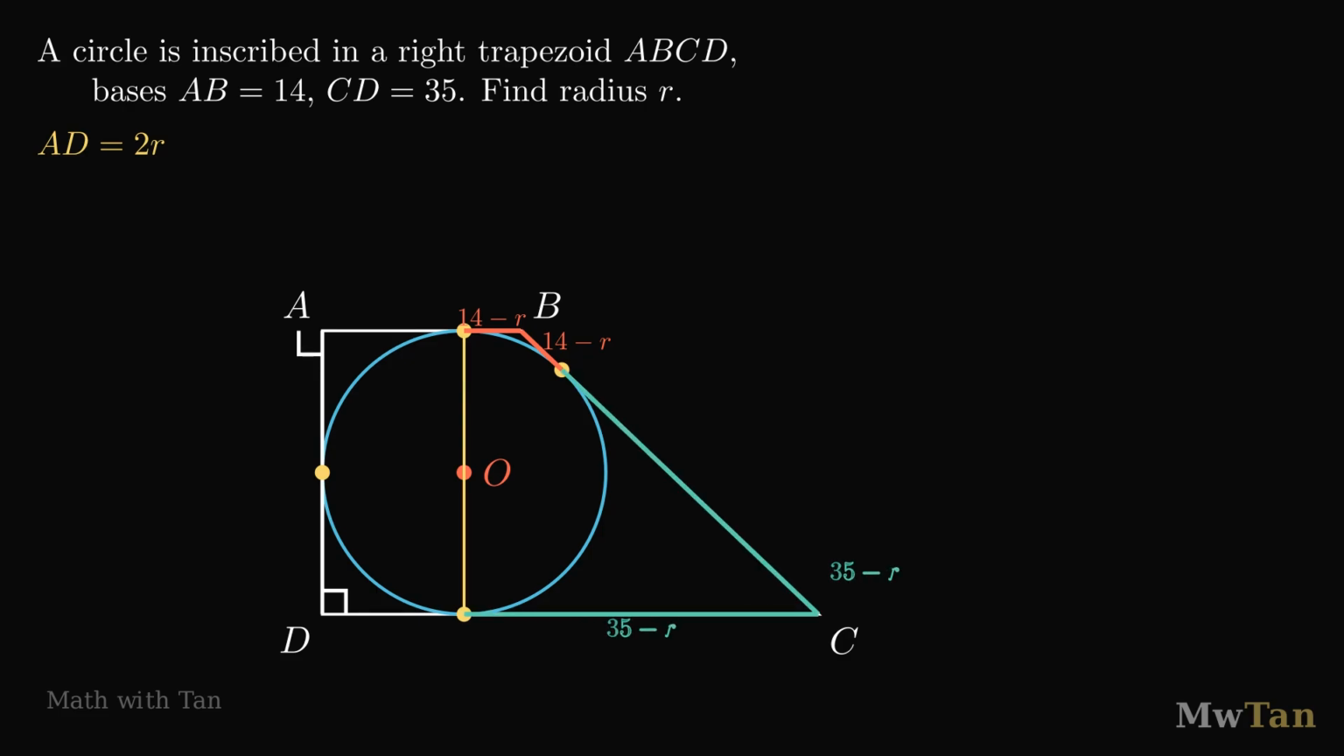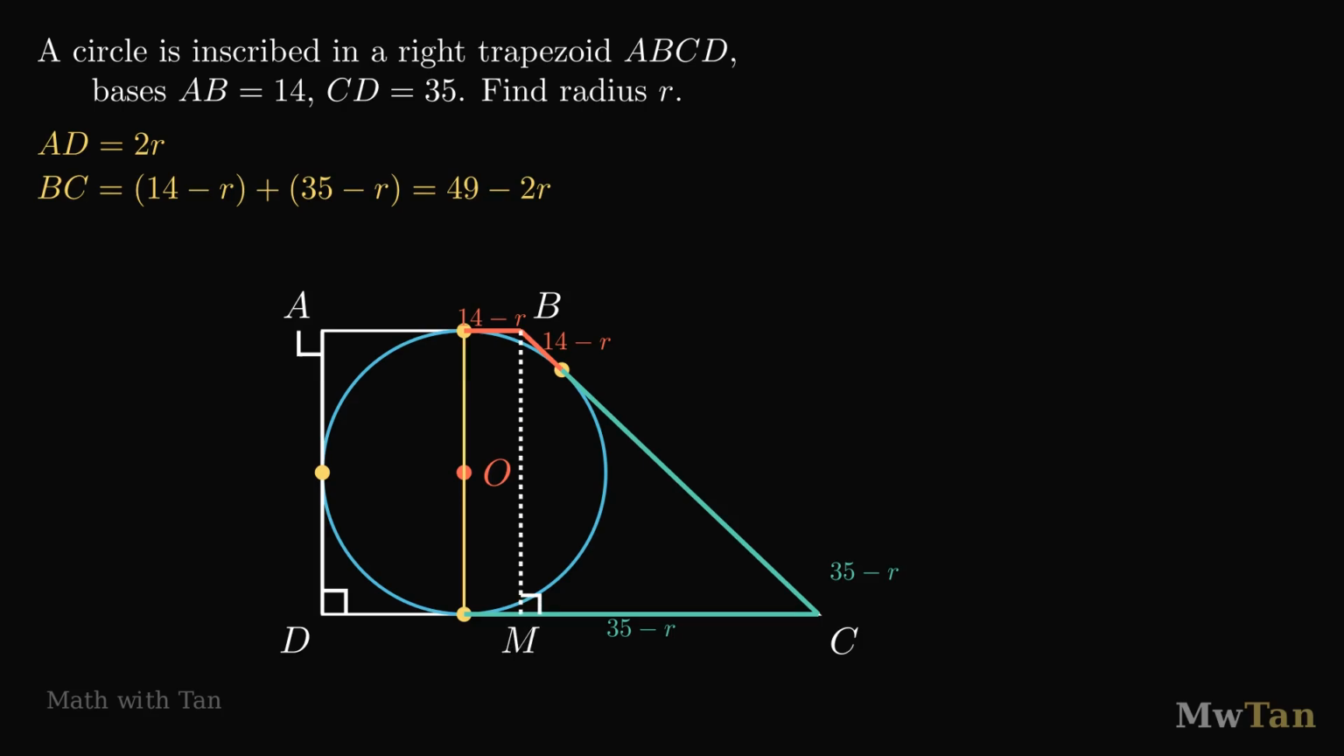Similarly, from vertex C, the two teal tangents are equal. With a bottom base of 35, each measures 35 minus r. Combining them, the entire slanted side BC is the sum of these two colored pieces, 49 minus 2r.